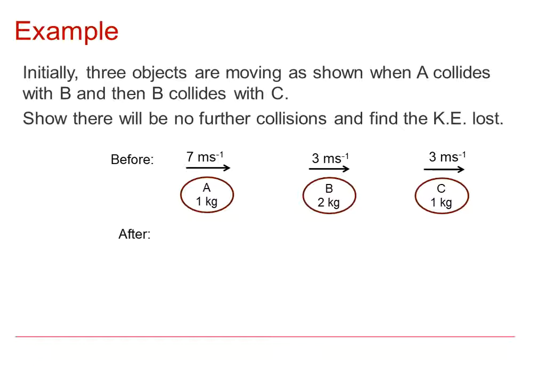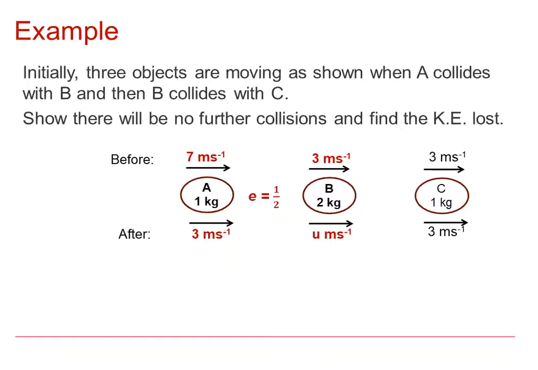So here, initially we have three objects. They are moving as shown when A collides with B and then B collides with C. We need to show there are no further collisions after those two collisions and that we need to find the kinetic energy lost. So we need to be given some information. I'll give you extra information as we are going along. So looking at the first collision.